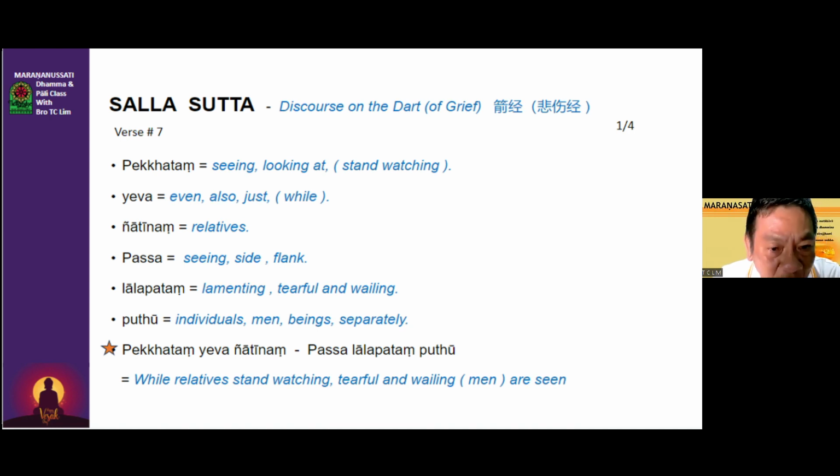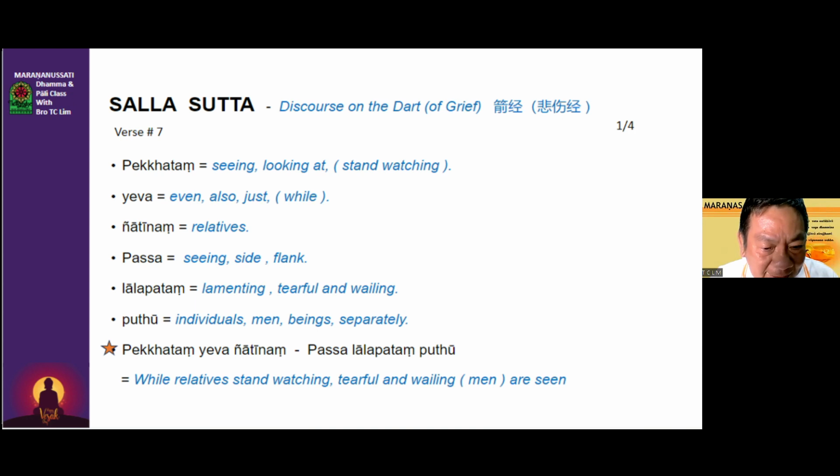Pekatang, seeing or looking at or stand watching. Yever, even, also or just. Nyatinang is relatives. Pasa means seeing. Okay, it can also mean sight or flag. Pasa is seeing. Pasati is to see. Okay, lalepatang. Lalepatang is lamenting or tearful and wailing. Putu, remember? Putu is individuals or separately, or men or beings.